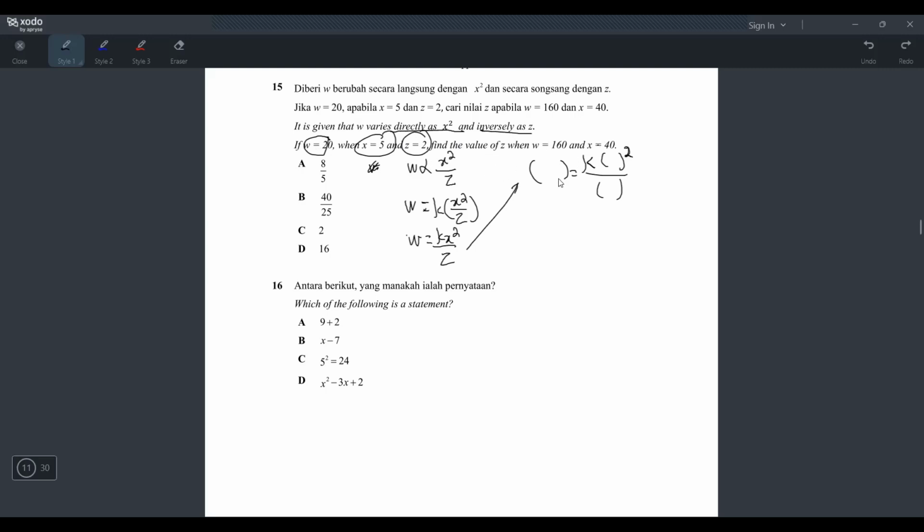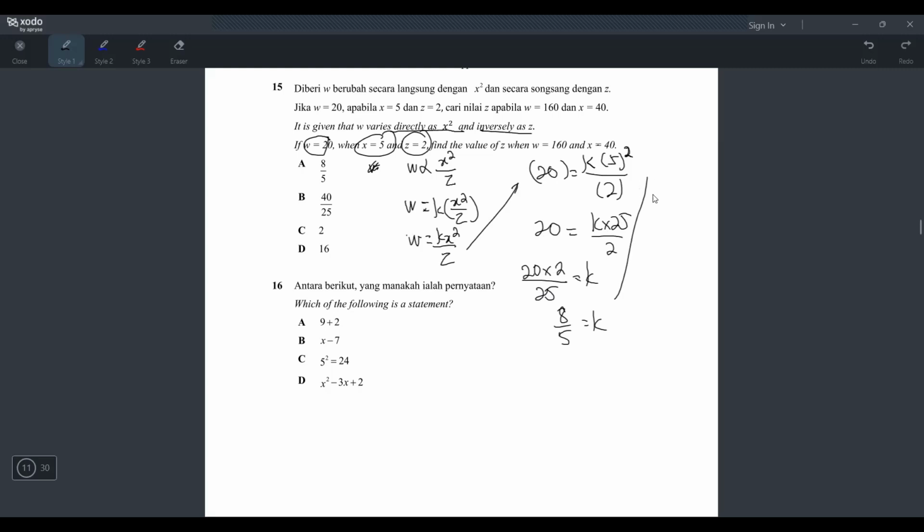So W is 20. So this one 20. This one is X. X is 5. And then this one is 2. Like this only you can find K. So how to find K? You will get K times 5 squared is 25 over 2 is 20. So you want to find K, first you pindah the 2 lah. But the 2 is bahagi mah. So when you pindah it becomes times 2. And then you pindah the 25 jadi bahagi. It means divide 2 jadi times 2, times 25 jadi bahagi 25. So you press all this in your calculator. See what you get. So okay, my calculator gives me 8 over 5. So this one is 8 over 5.